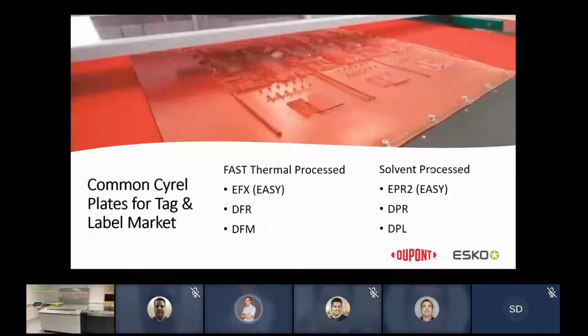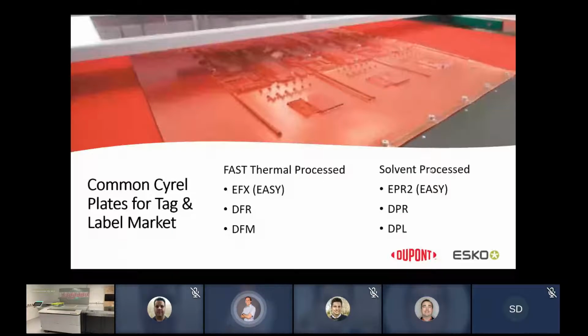So these are thin plates, so like a 045, 067 gauge plate. So we have two different kinds of plate types that we can offer, either fast thermally processed plates or solvent processed plates. So for the fast plates, these are the three common plates that I see in the narrow web market. EFX, which is part of the Easy product family. We have DFR, which is a harder durometer plate. And then we have DFM, which is a softer durometer plate that's pretty commonly used on uncoated papers.